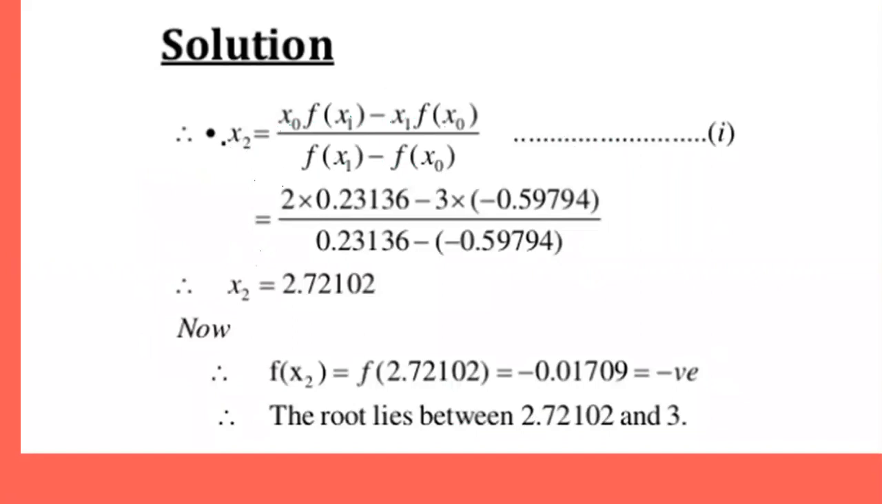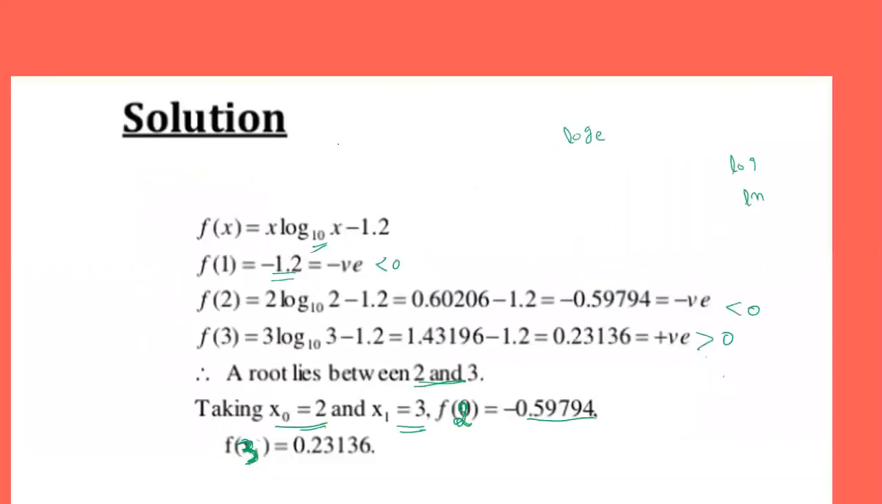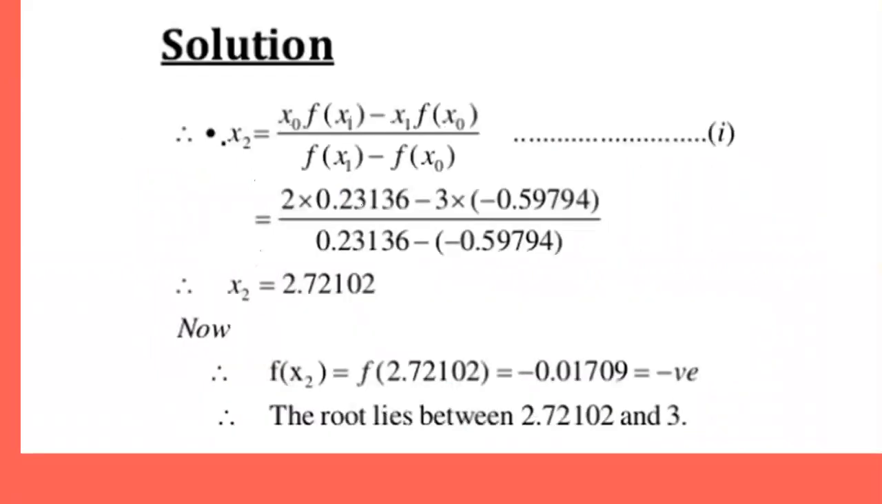Okay. So x0 is equal to 2. What is f of x0? Already it is there, minus 0.59794... and f of x1 is 0.23136. So x2 is 2 times 0.23136 minus 3 times minus 0.59794, so minus of minus becomes plus. If you apply the scientific calculator and find the value, you get 2.72102.